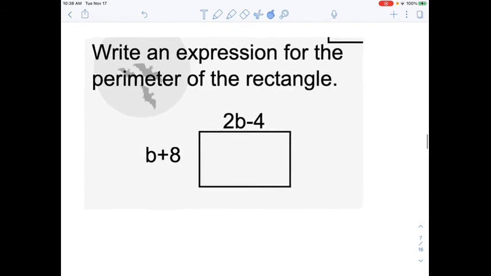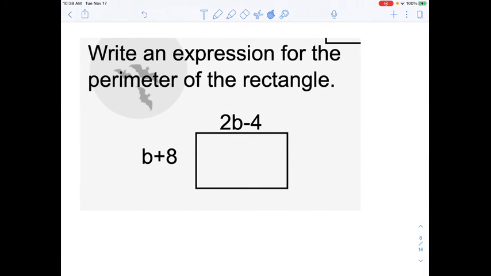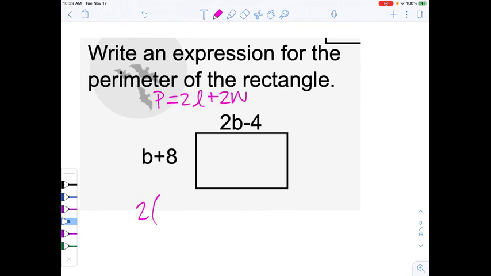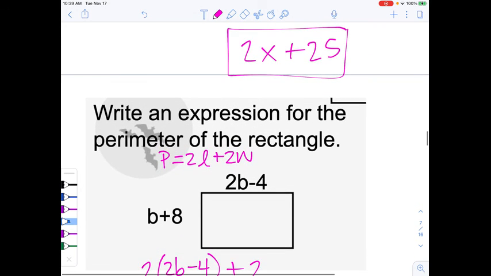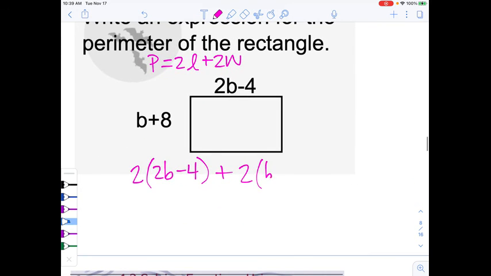Okay, very last one, it says write an expression for the perimeter of the rectangle. So perimeter is 2 times the length plus 2 times the width, right? Because perimeter is just that distance around our shape. So all we're going to do is we're going to plug in 2 times the length, which is 2b minus 4, plus 2 times the width, which is b plus 8.